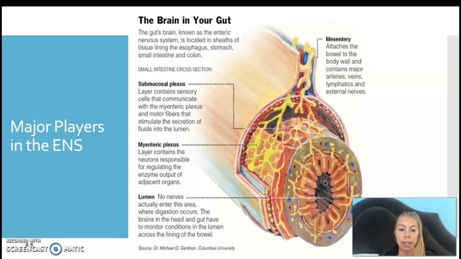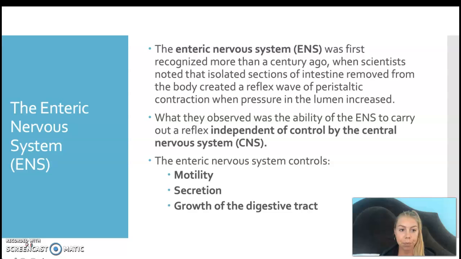The brains in our head and gut have to monitor conditions in the lumen across the lining of the bowel, and pretty much everything that goes on in the lumen is sensed by either the enteric nervous system or your central nervous system.